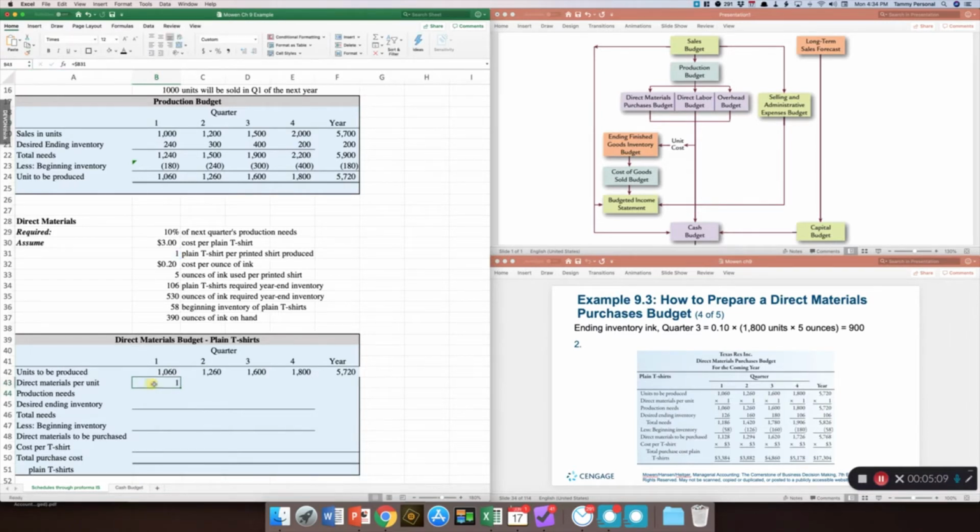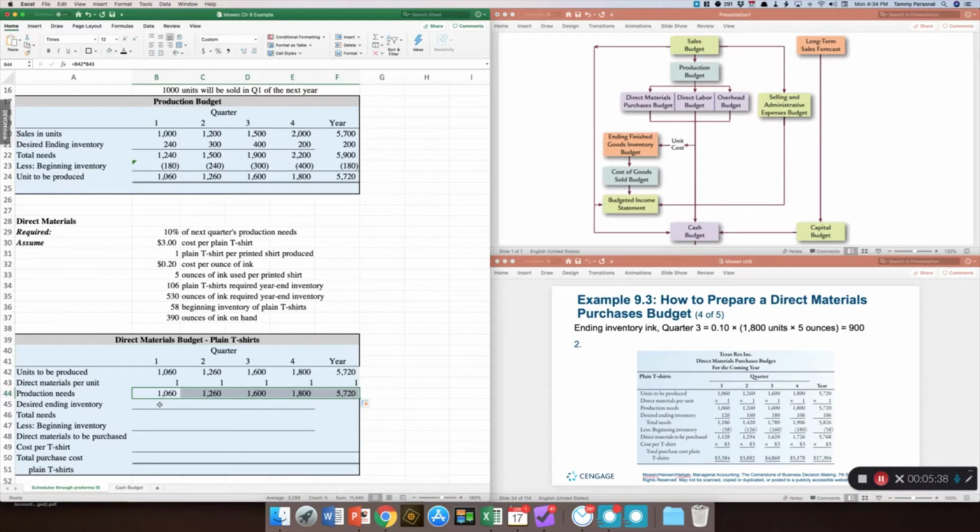There's one material per one plain t-shirt per fancy t-shirt that we made. So that means that we are going to have to buy that many plain t-shirts every quarter for production.